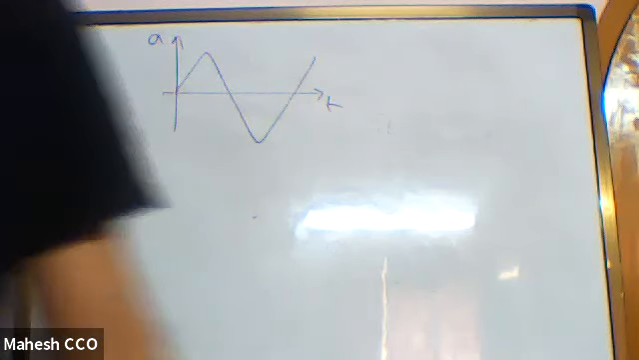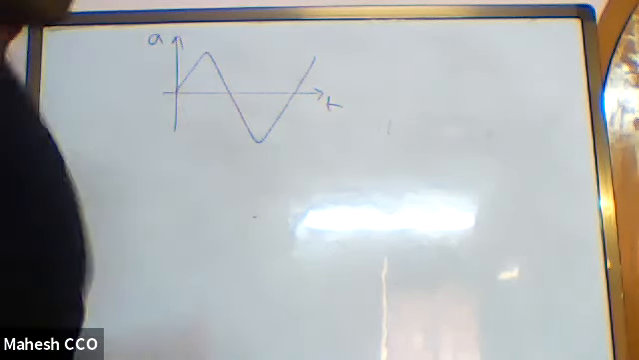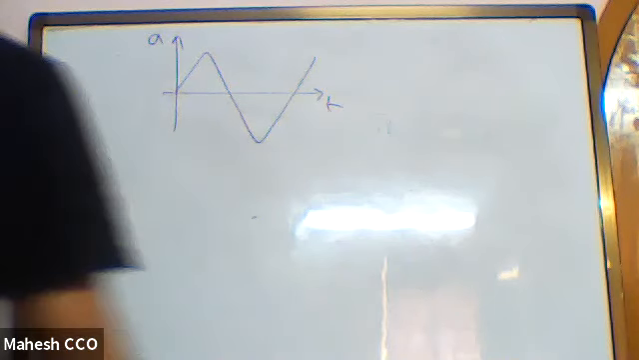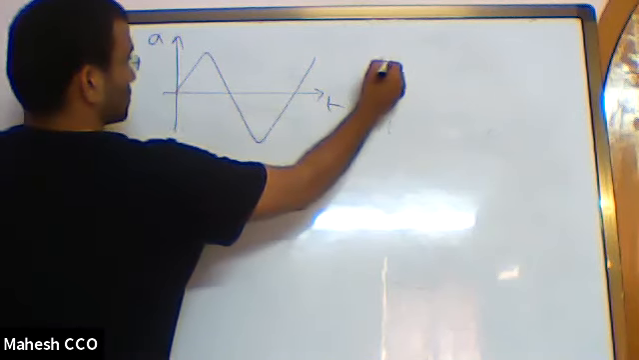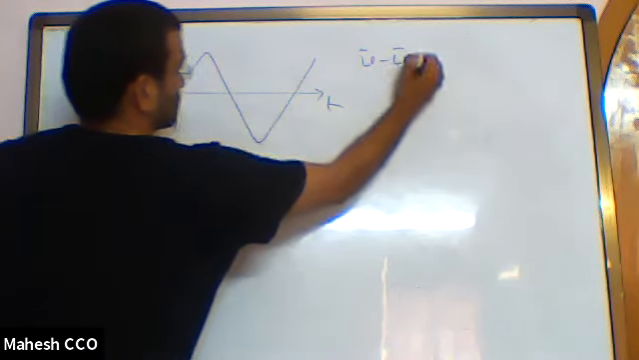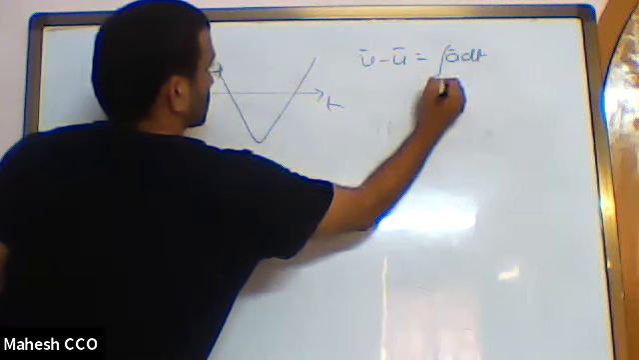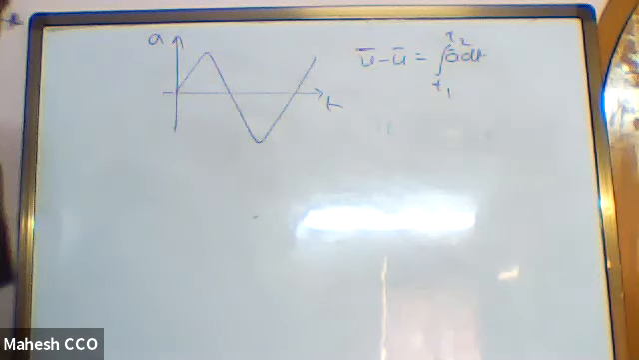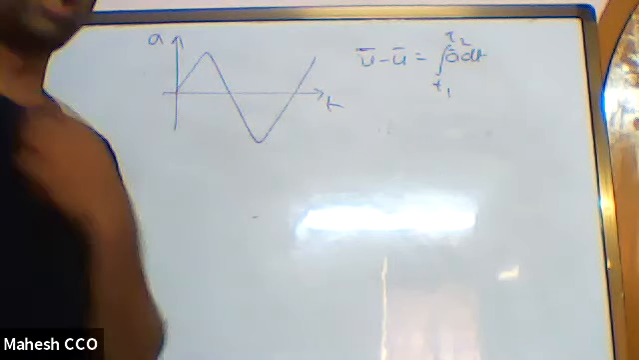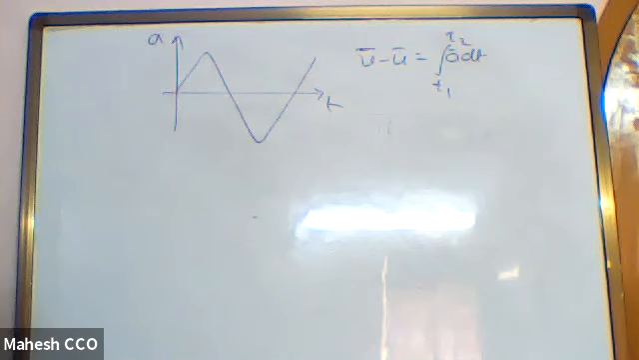If you are given an acceleration versus time graph, something like this, as an example I am taking, there is no need to find a slope here. Most of the time we are not asked about a versus dA by dt, but we know that if v bar is the velocity at time t2, u bar is the velocity at time t1, then v bar minus u bar is given by integral a bar dt. So to find the change in velocity, we can simply take the area under the graph with the time axis between t1 and t2.